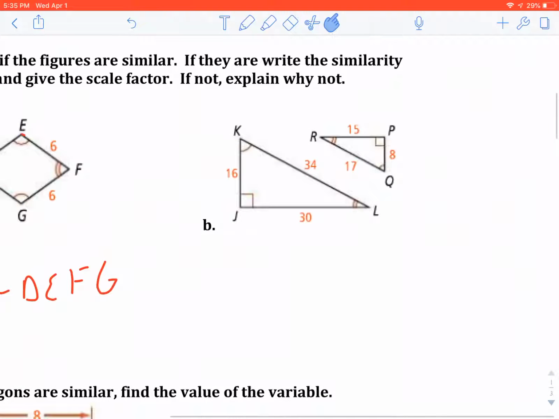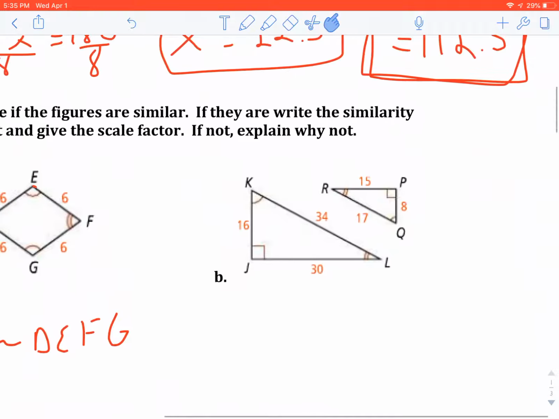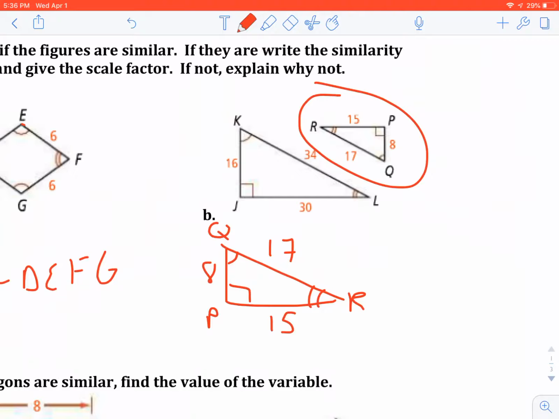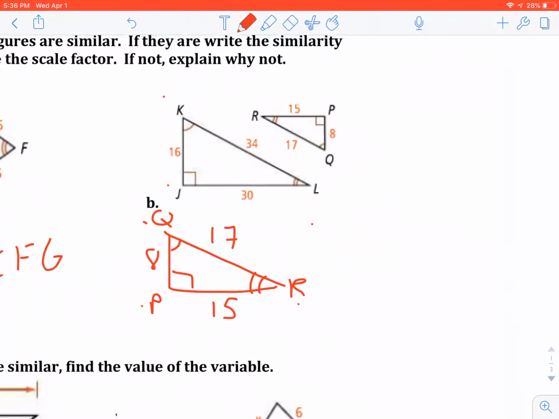Now, B is slightly more tricky. I'm going to redraw this, because I would flip this in my brain and draw it this way, knowing that this would be Q, my right angle here would be P, and this would be R. PR is 15, PQ is 8, this is 17. Now that it's laying the same way, I think we would agree Q and K correspond, they're congruent. P and J are both right angles. R and L are both congruent also. So all the corresponding angles are the same, which is step 1.